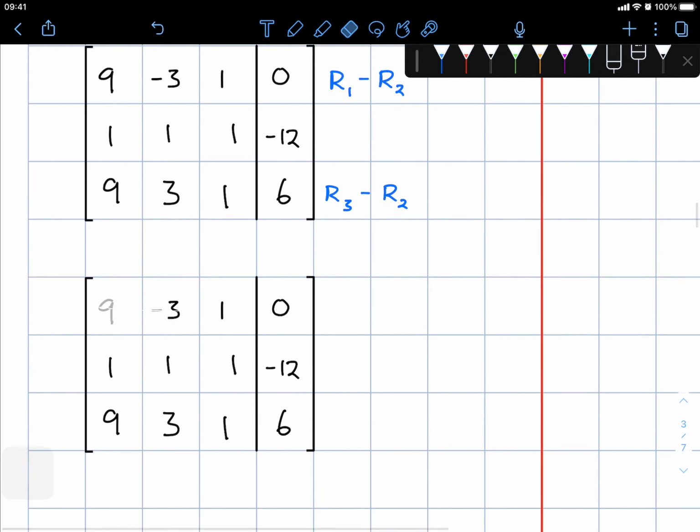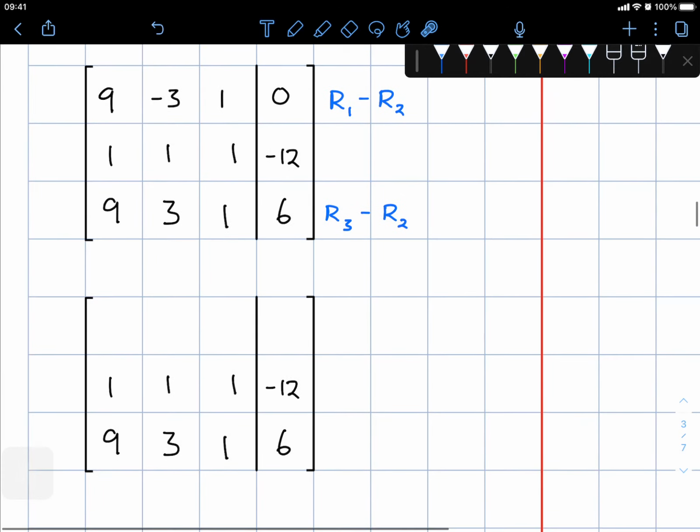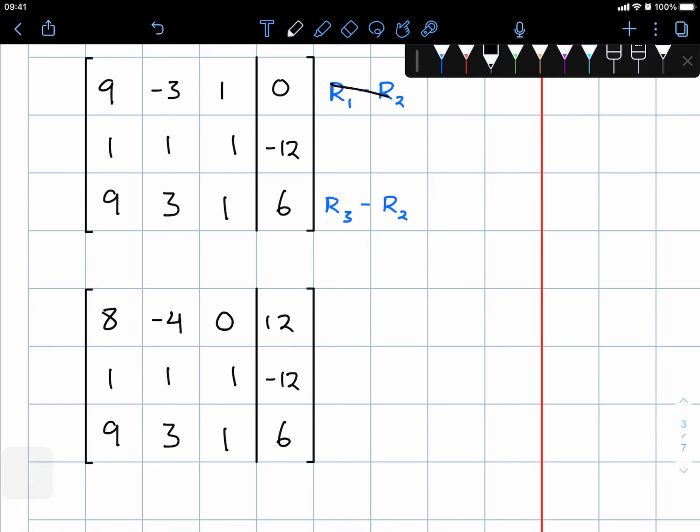So let's change the first row first. So it's going to be 1 take away 1. That's going to be 0. 0 take away -12. 0 minus -12 is +12. -3 take away 1 is going to be -4, and 9 take away 1 is going to be 8. So that's this first operation done.